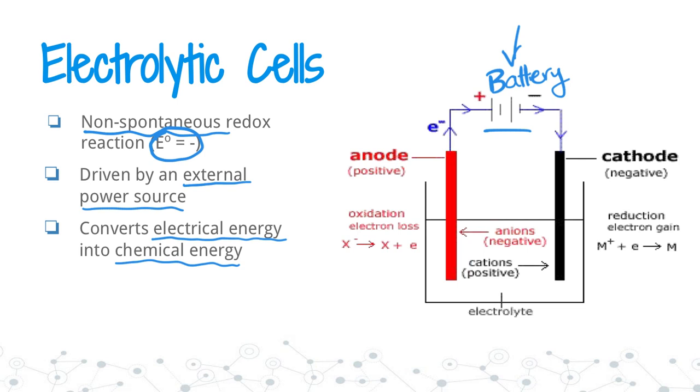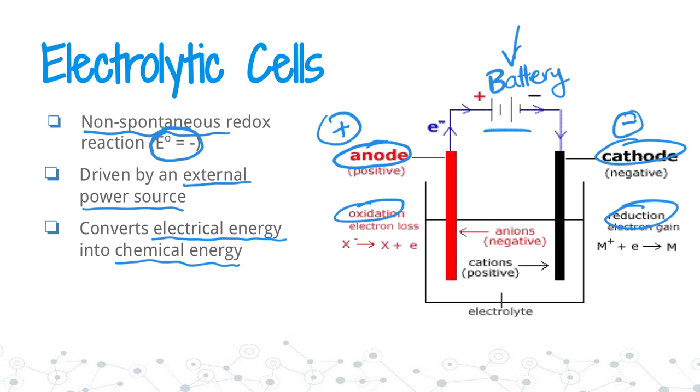Now, a couple things to note about electrolytic cells. The anode is still where oxidation occurs, and the cathode is still where reduction occurs. In terms of charges, the anode's positive and the cathode's negative. So this is more based on our electrical source than it is on our energy flow. And our electrons still flow from anode to cathode.